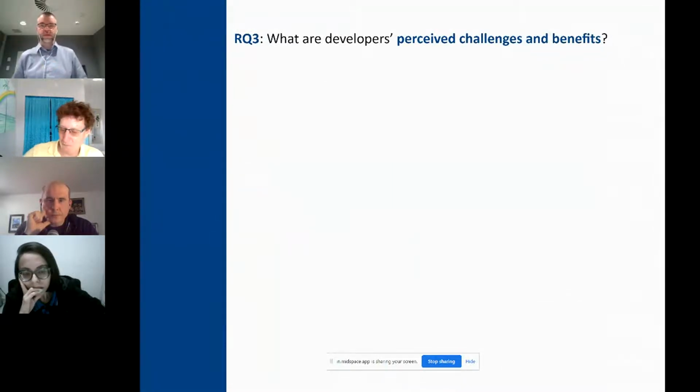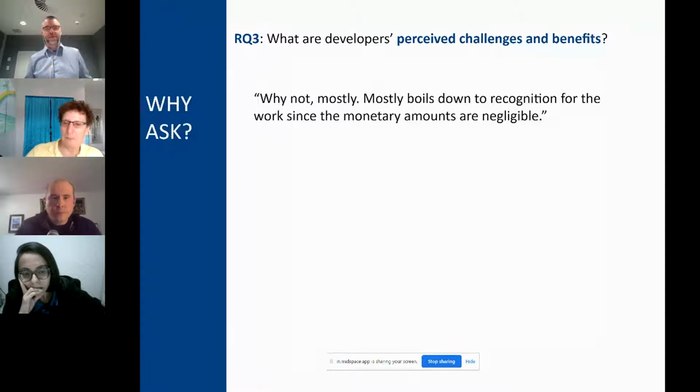This comes from the survey responses. The qualitative analysis is described in detail in the paper. For this presentation, I just picked out a few representative quotes to show you what kind of information is in the paper. So why do developers ask for money? One of the quotes is, why not mostly? It mostly boils down to recognition for the work since the monetary amounts are negligible.